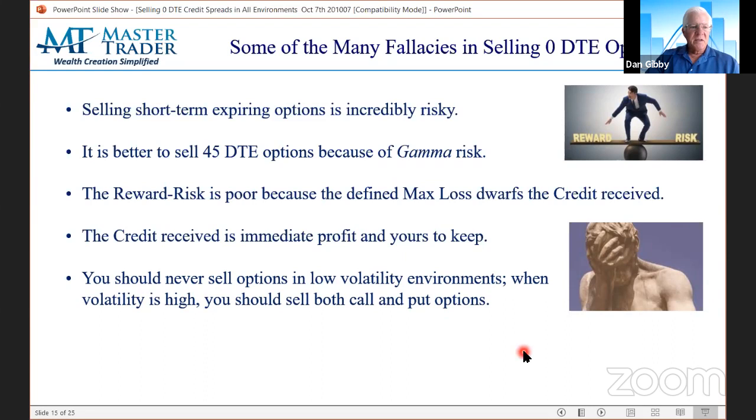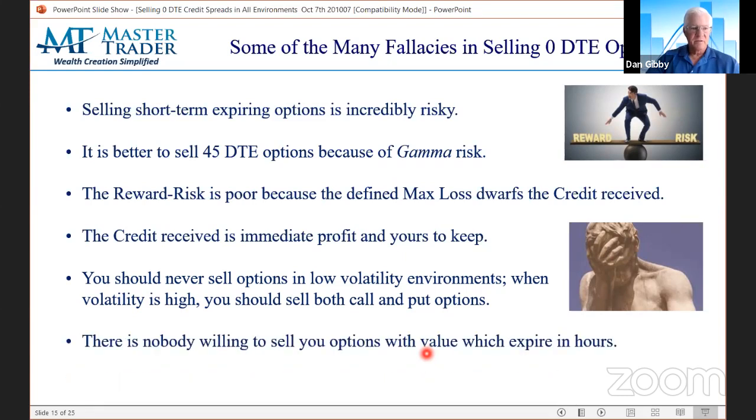Some other people say, don't ever sell options in low volatility environments. And then they also say when volatility is high, sell both calls and puts. That's preposterous without a chart bias. I get this one sometimes.